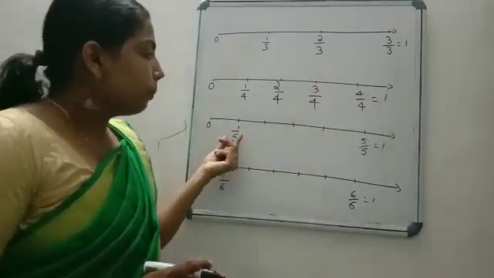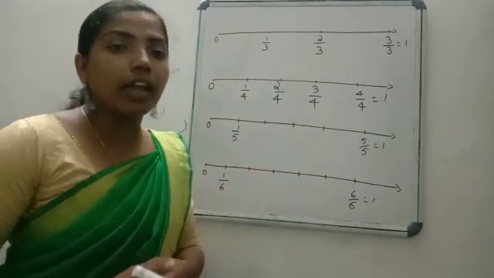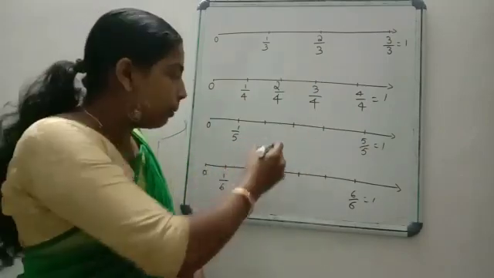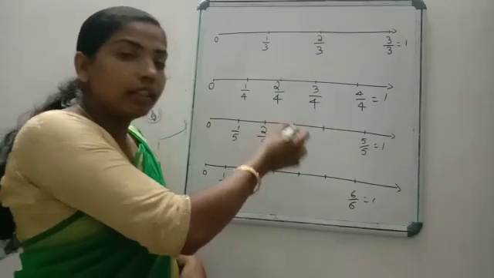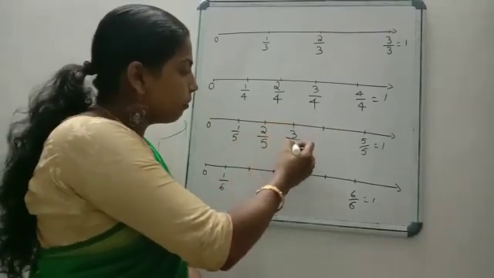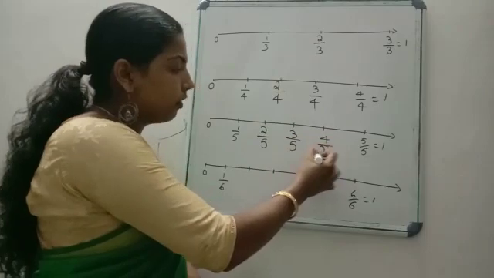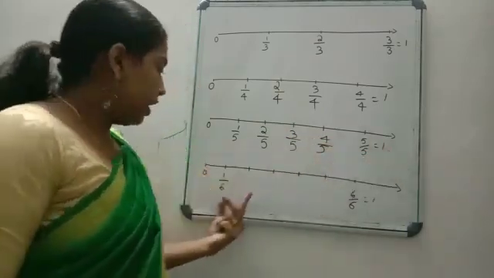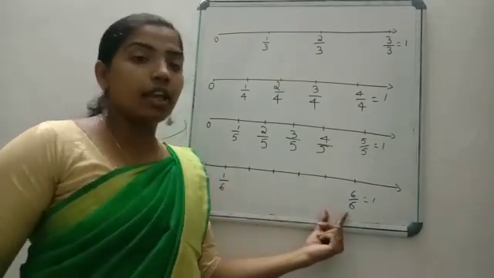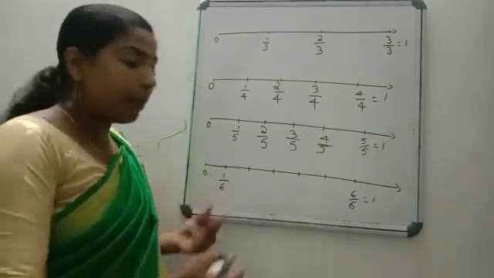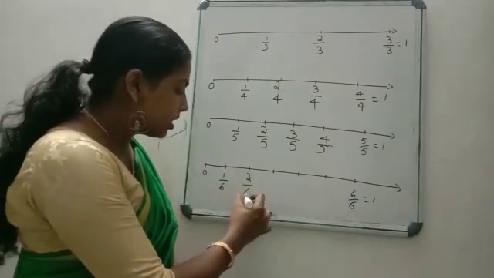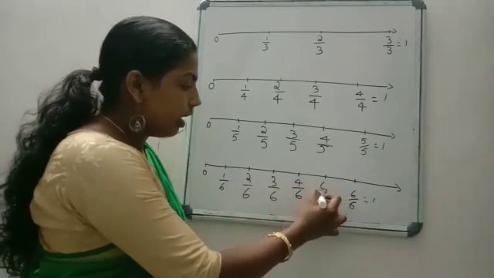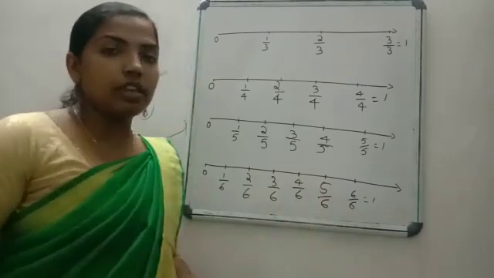See the next one. Here it is divided into 5 equal parts. So the first part is 1 by 5. The second fraction will be 2 by 5. Third fraction 3 by 5, 4 by 5 and 5 by 5, which is equal to 1. Next question, it is divided into 6 equal parts. First fraction is 1 by 6, then 2 by 6, 3 by 6, 4 by 6 and 5 by 6.